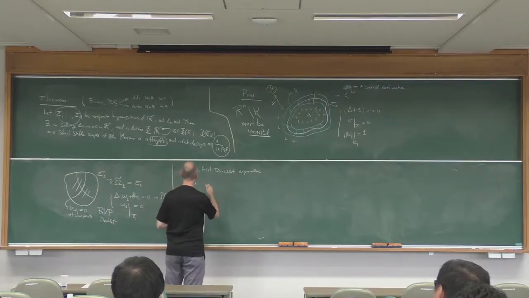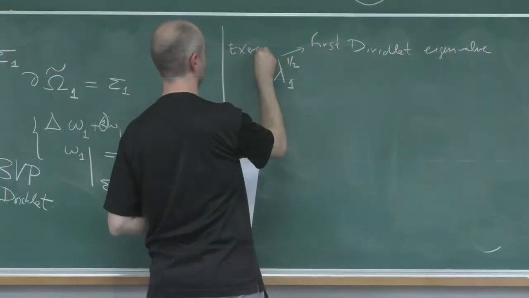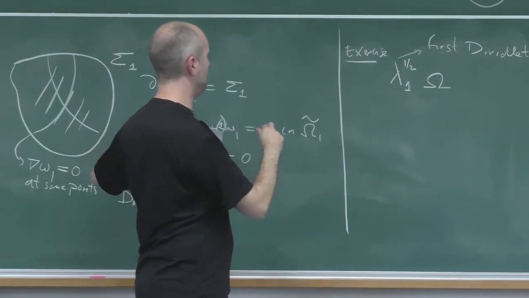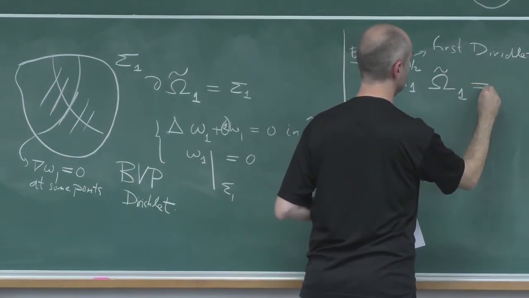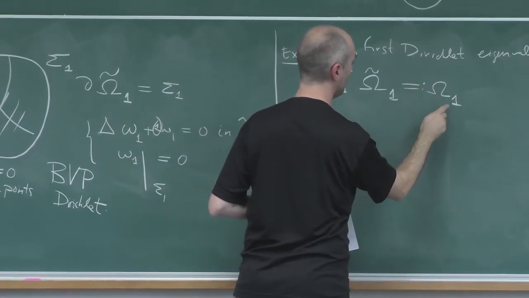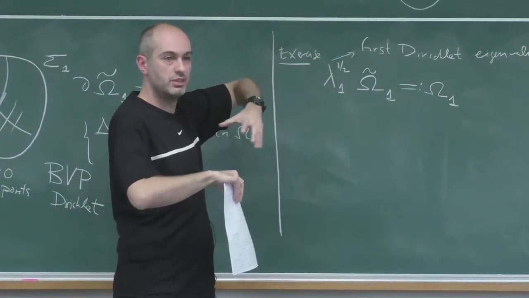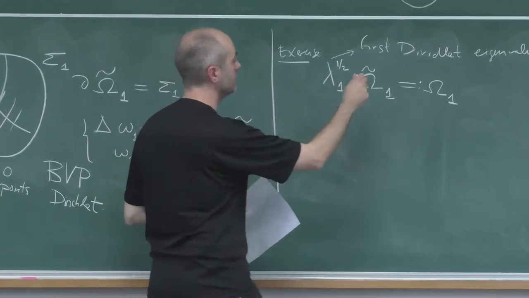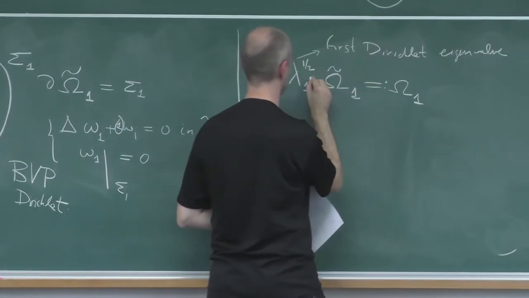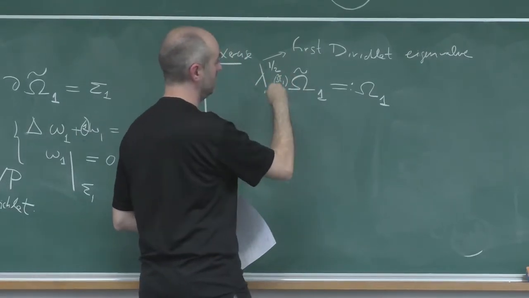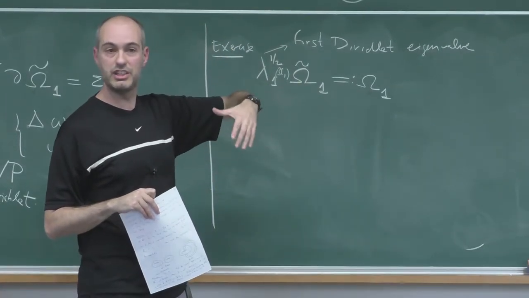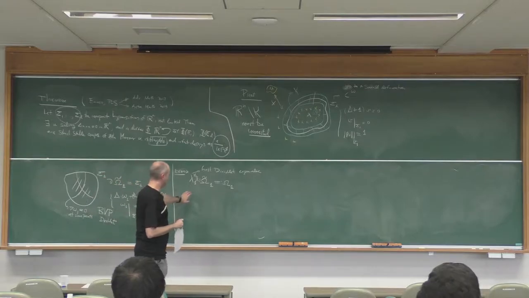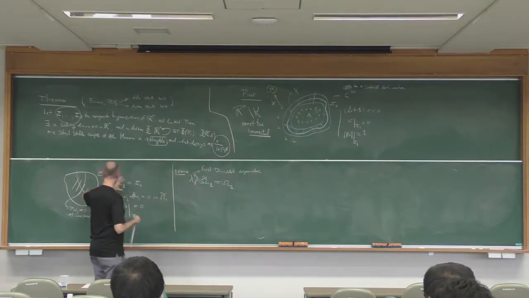So, a very easy exercise is that if you just scale in the equation, if you have the omega 1 tilde, you define an omega 1 as the dilation of omega tilde with the value of this lambda 1. Lambda 1 is the eigenvalue of omega tilde. Okay. Then indeed this omega 1 will have a first Dirichlet eigenvalue, which is 1, actually. That's scaling. And you have to do this for all the domains.